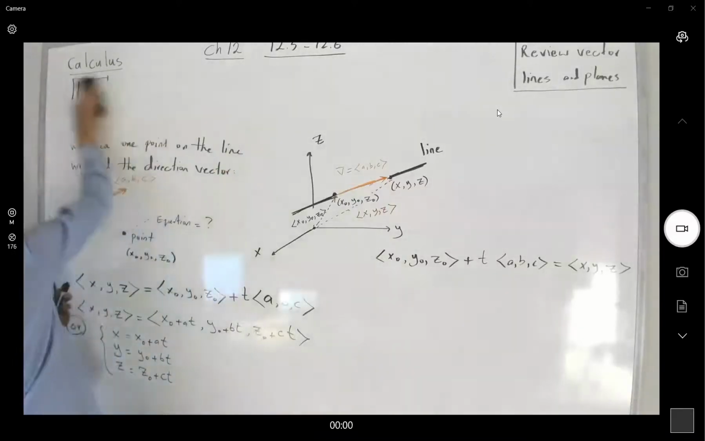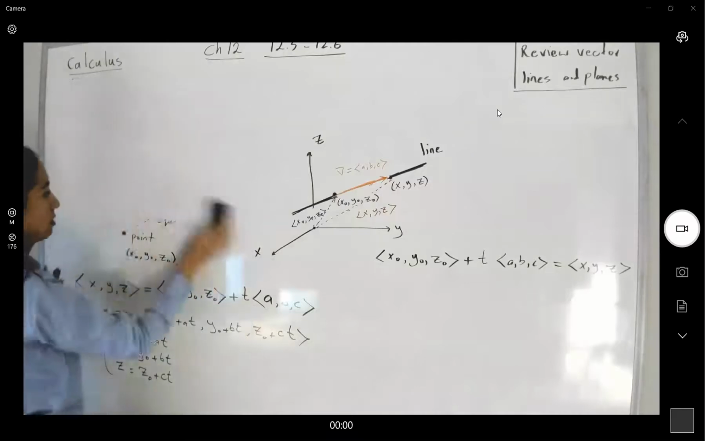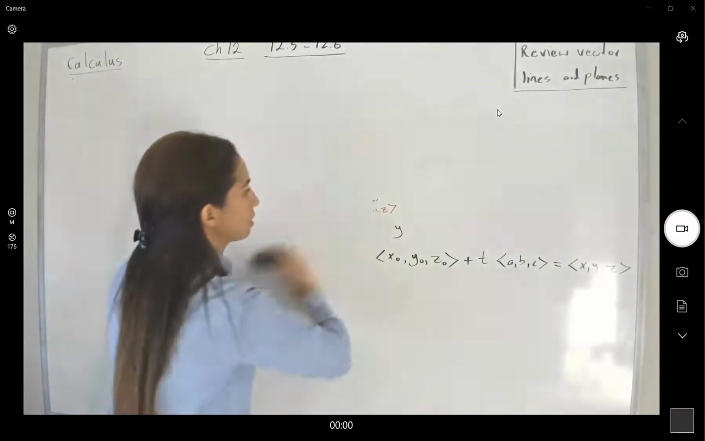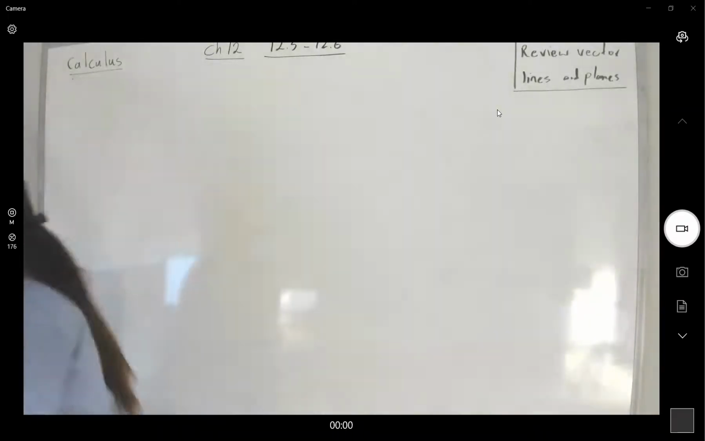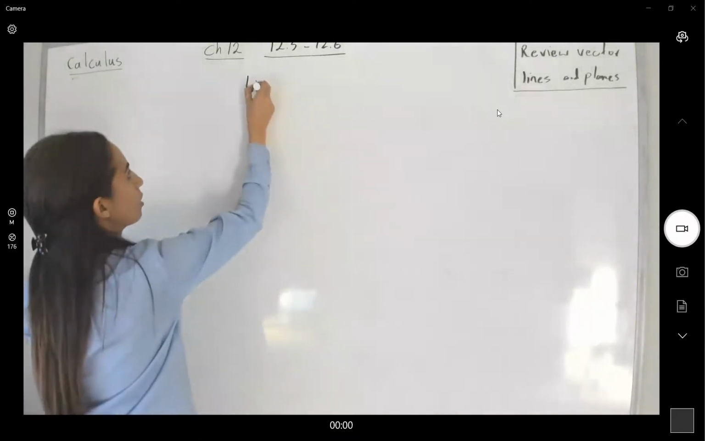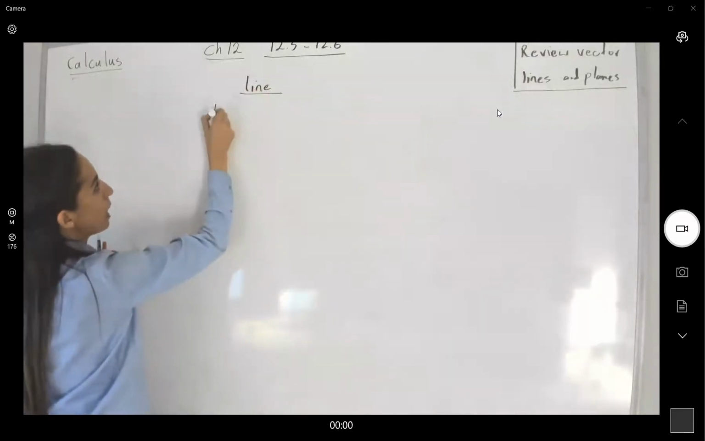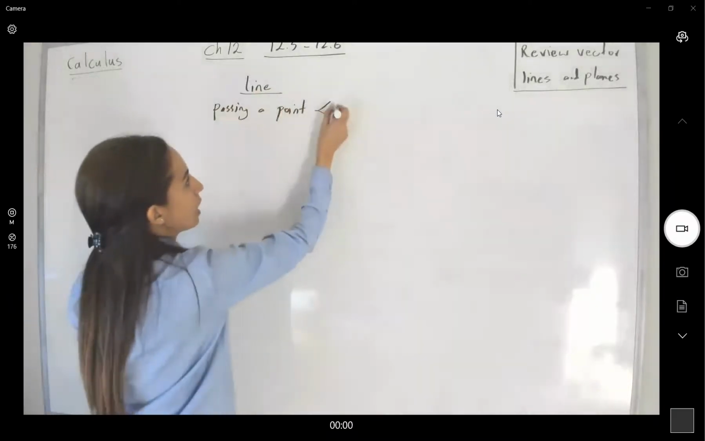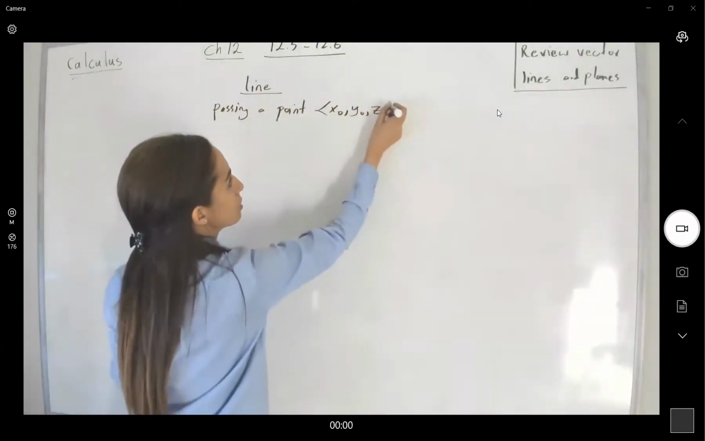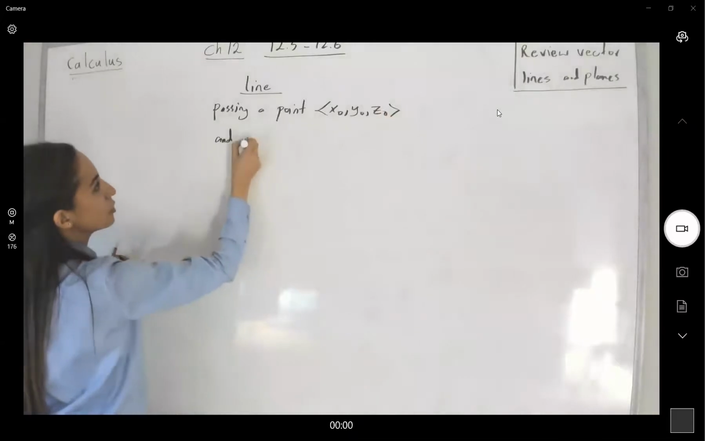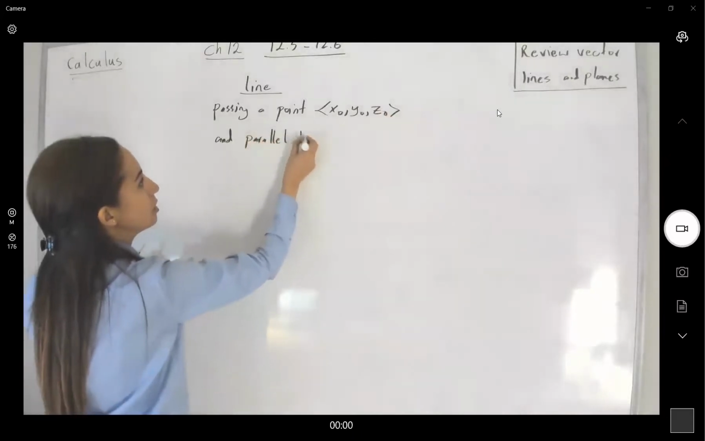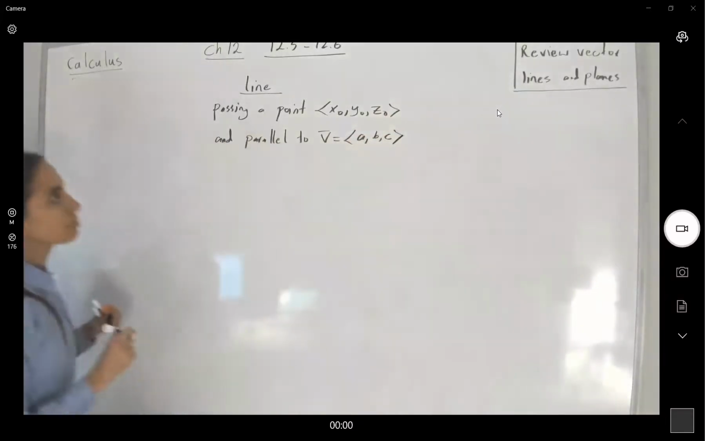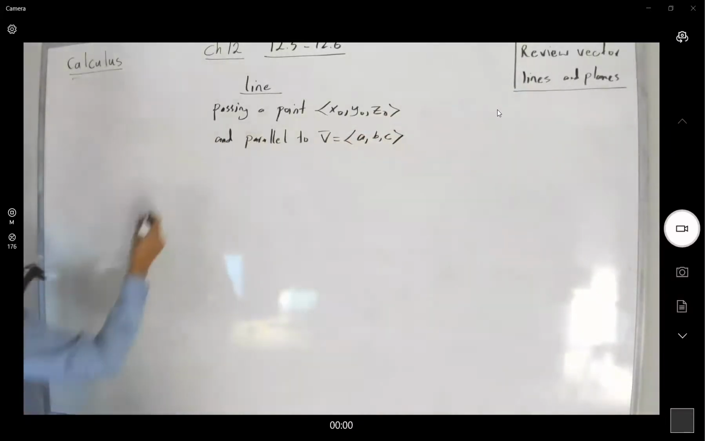Very well. So when it comes to lines, we have three representations for that line. So let's write down all of them here next to each other. For a line passing a point, what point? X sub 0, Y sub 0, Z sub 0, and parallel to vector V, which is A, B, C. We have three different representations.